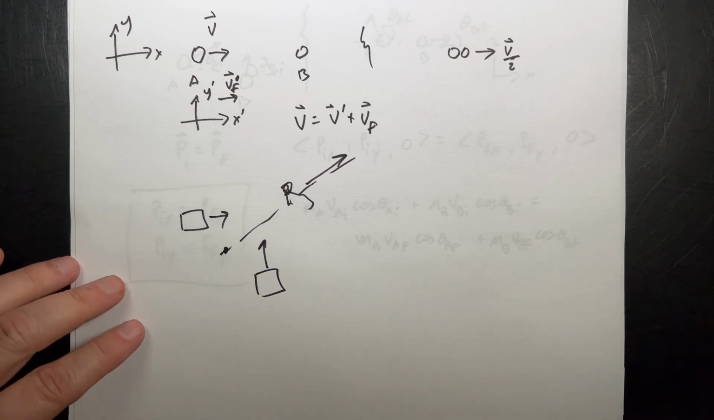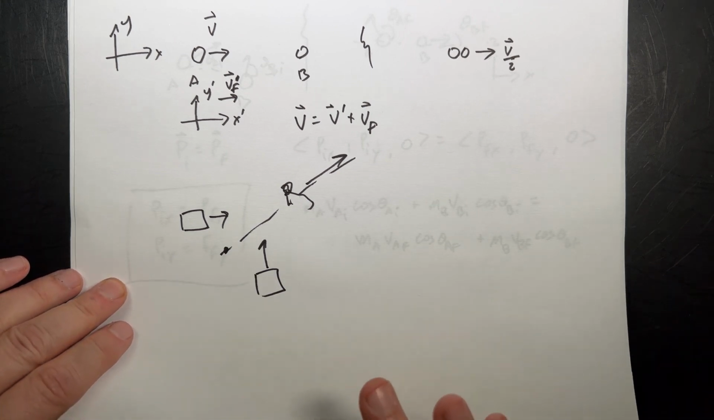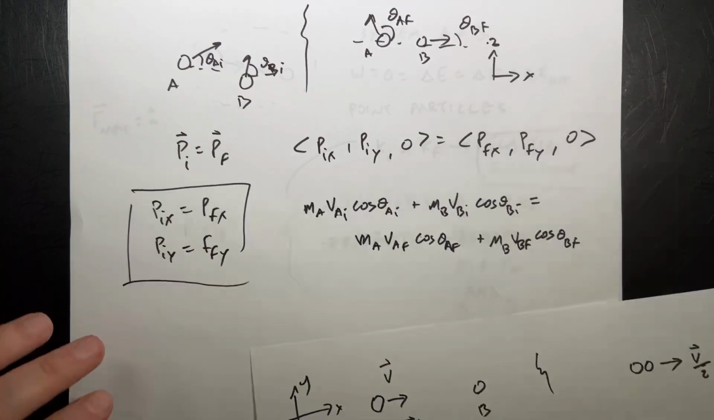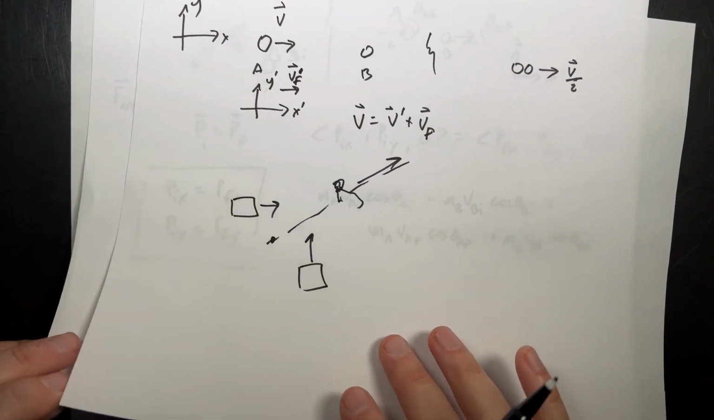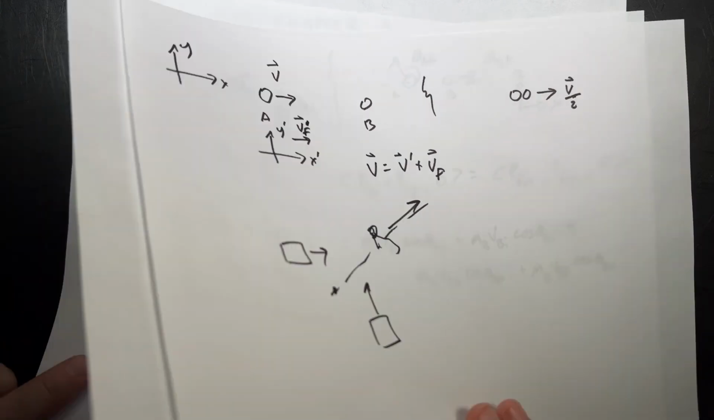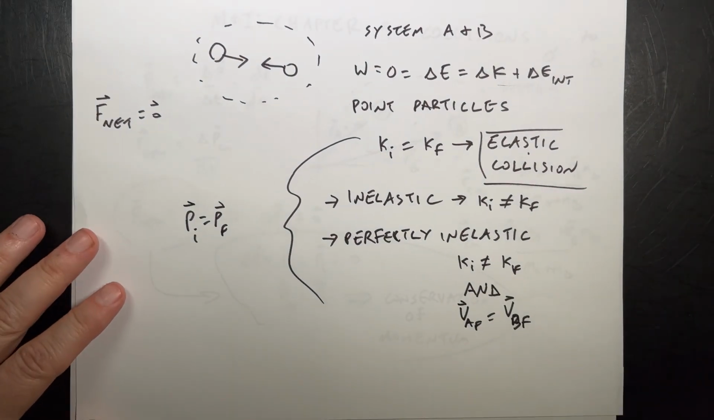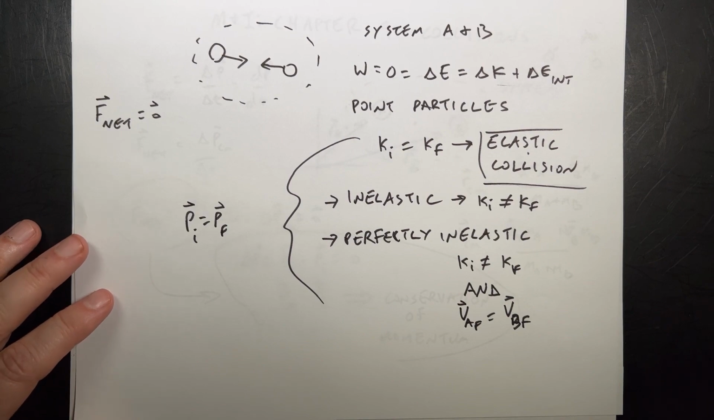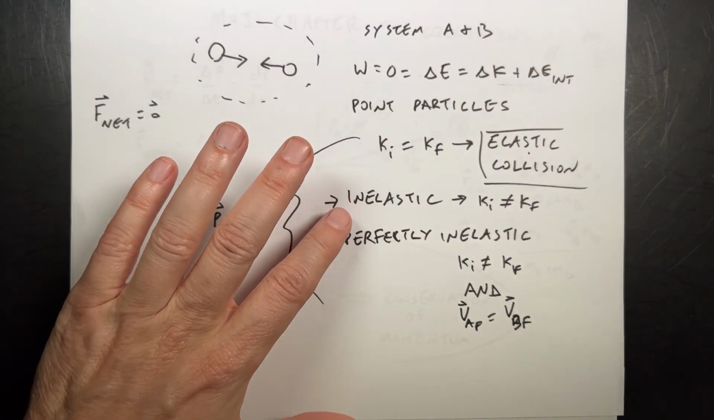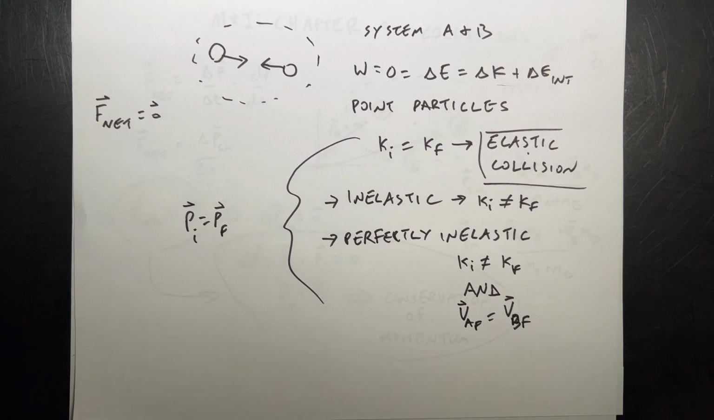But let me go back to my original thing. The most important thing in this chapter is this: the 3 types of collisions. Not that you memorize what they are, but you realize that they all have conservation of momentum if there's no external forces. That's the important thing.